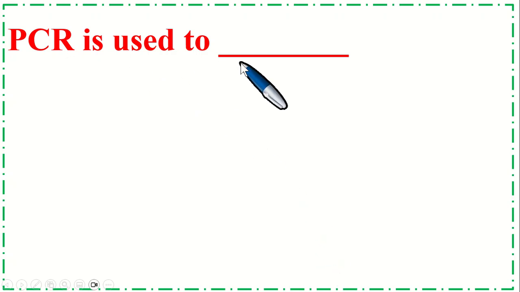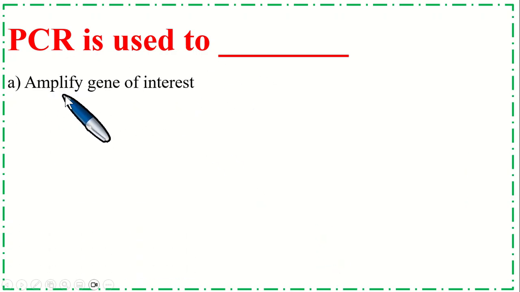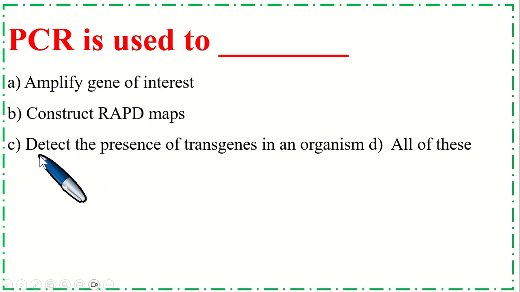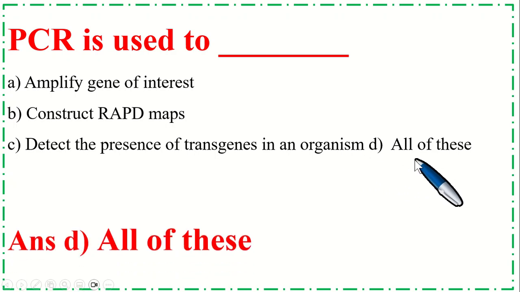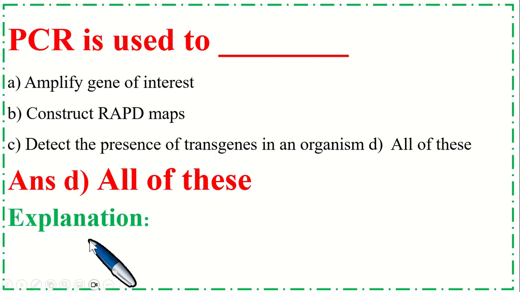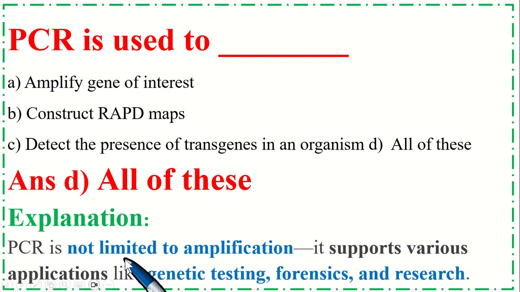PCR is used to dash option A, amplify gene of interest; B, construct RAPD map; option C, detect the presence of transgenes in an organism; and option D, all of these. So the correct option is D, all of these. Explanation: PCR is not limited to amplification. It supports various applications like genetic testing, forensics, and research.